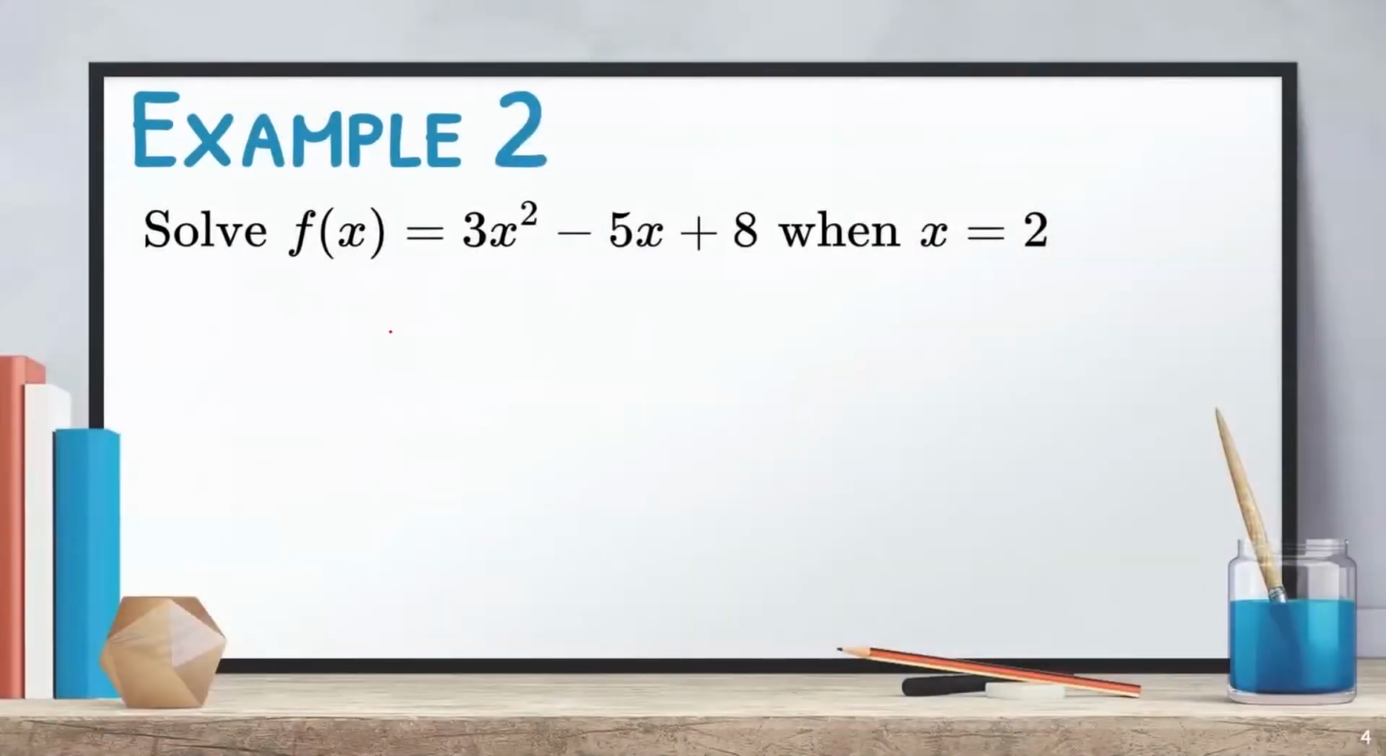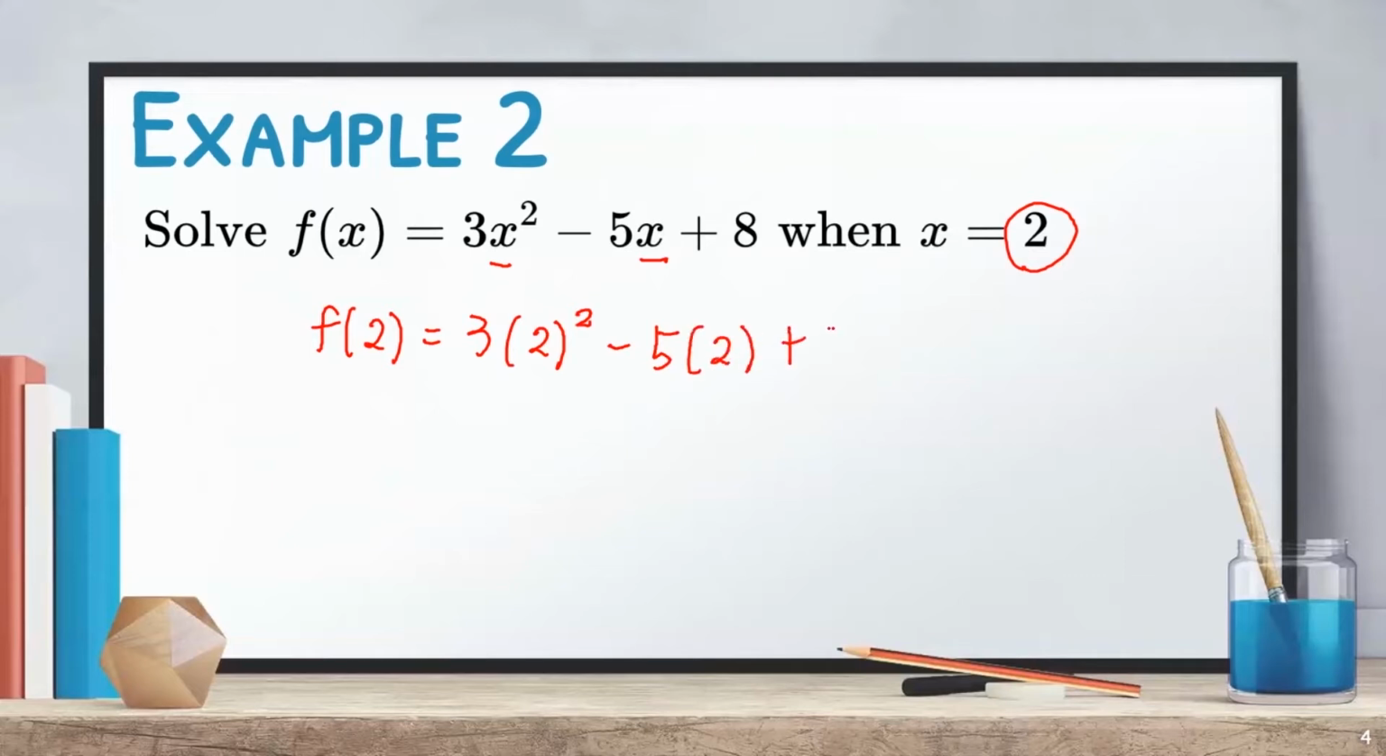Let us have another example. Solve f of x equals 3x squared minus 5x plus 8 when x equals 2. To evaluate this function, we substitute 2 for the x of the given function and then simplify. That will give us f of 2 equals 3 times 2 squared minus 5 times 2 plus 8.